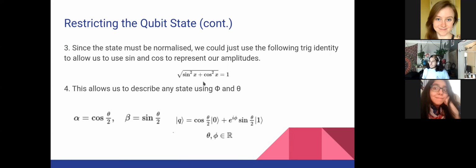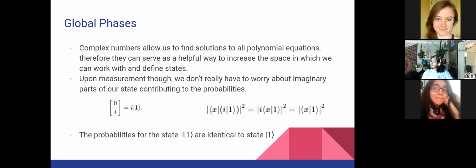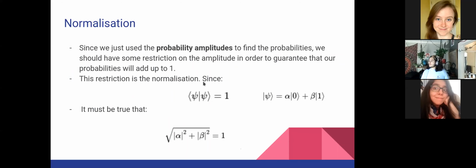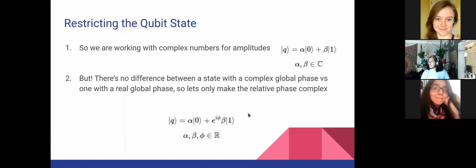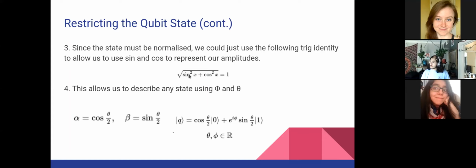And then we have the idea that states must be normalized, right? And so when we have this back here, the square root of the absolute value of alpha squared plus the absolute value of beta squared is equal to 1. We know that these amplitudes need to sum to 1 in this case, right? And so what we can actually do is use the trig identity, the square root of sine squared x plus cosine squared x equals 1, and implant our alpha and beta into the x, right?